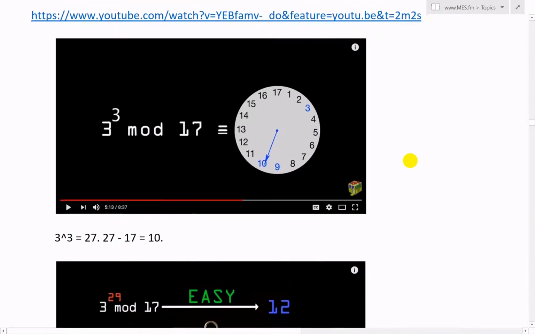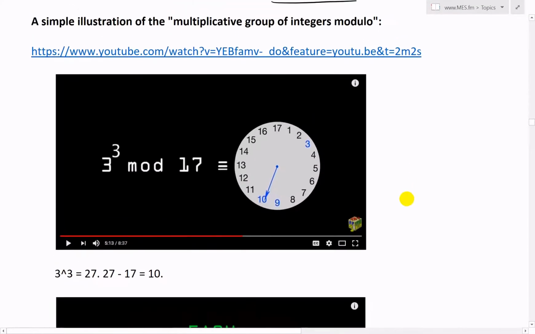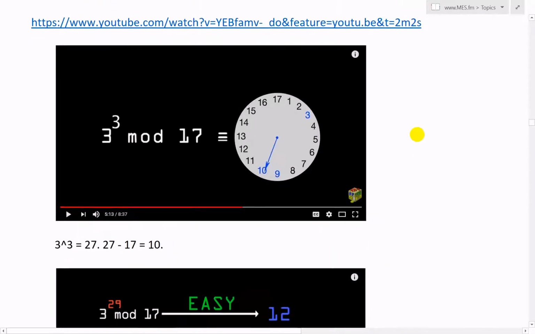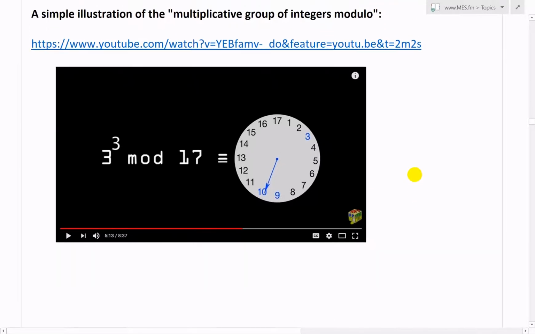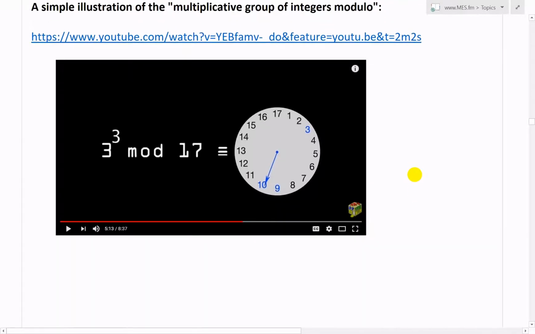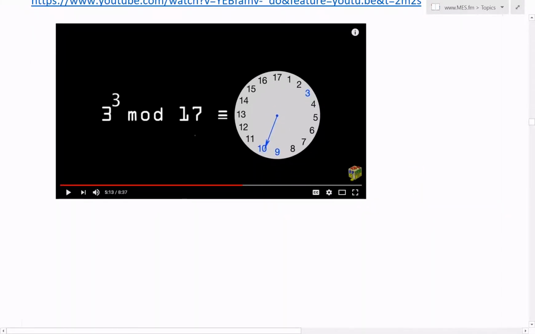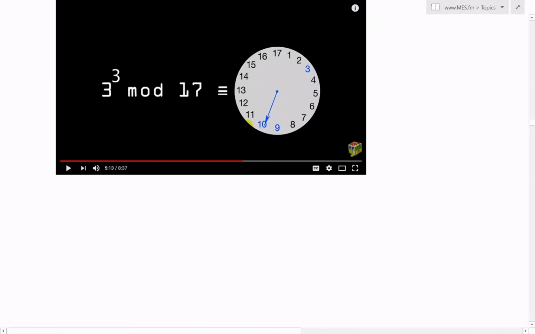I'm not going to go over too much of the mathematics behind it, but basically I'll just show another clip of that same video. Yeah, give you an example before I get to the video. This function here, 3 to the power of 3 mod 17, what this means is this one is looking at the remainder here. So if you have 17, we'll pretend we have a clock like this.